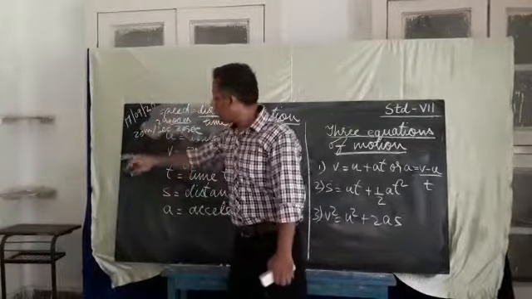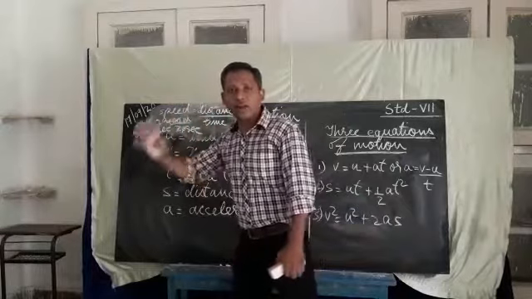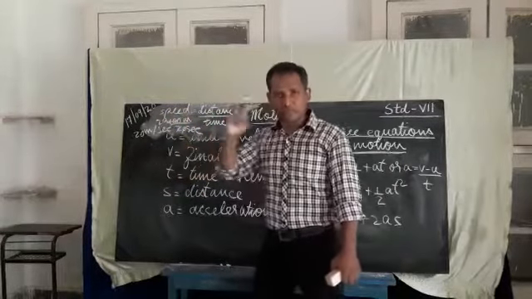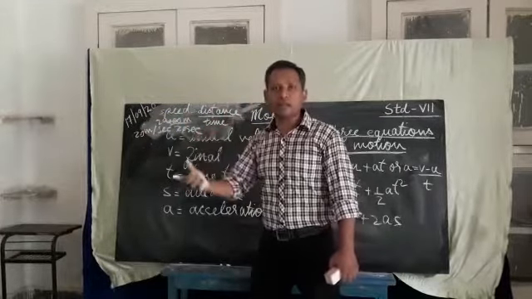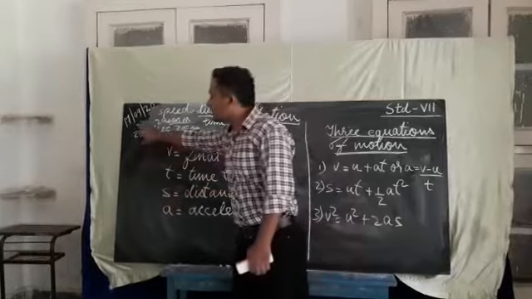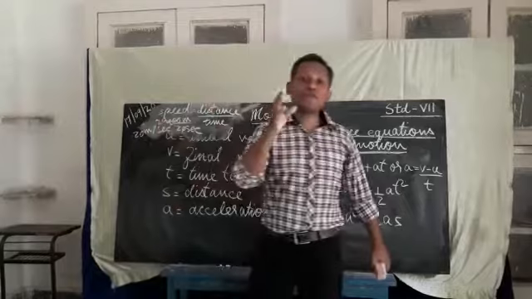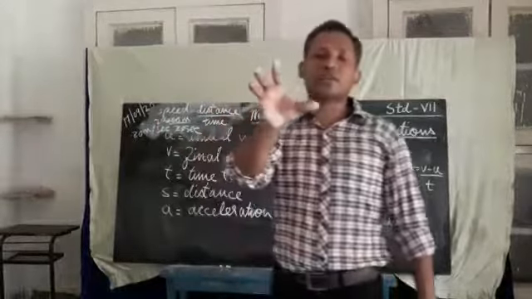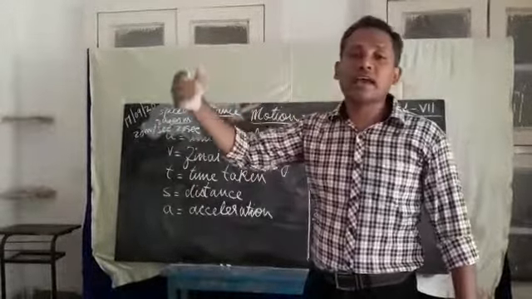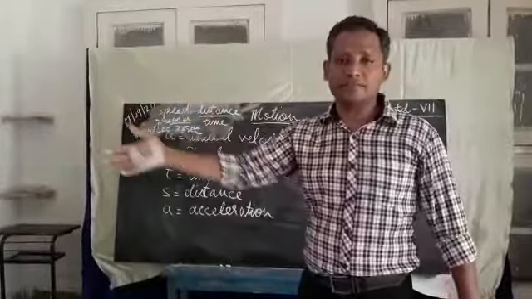Unit means 1. Unit interval of time means 1 second, 1 minute, 1 hour. When you say per second, it means 1 second. Per minute, 1 minute. Per hour, 1 hour. Velocity is the distance covered per unit interval of time in a fixed direction. The difference between the definition of speed and velocity: velocity has an additional phrase, in a fixed direction.